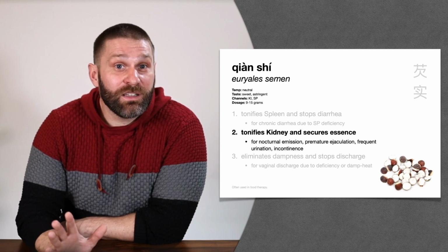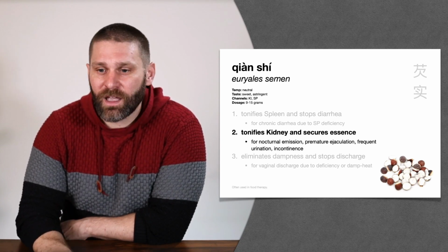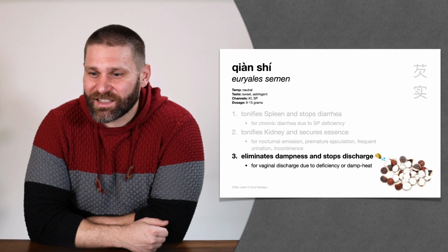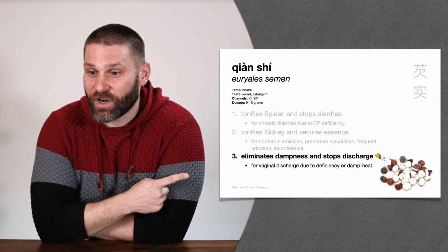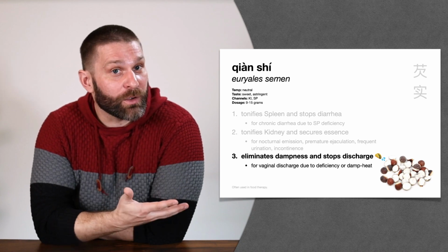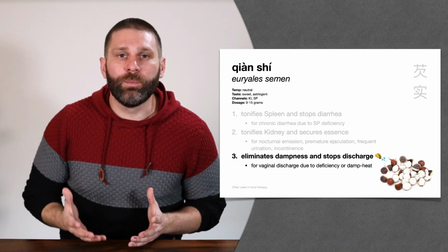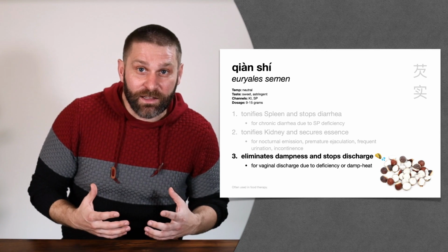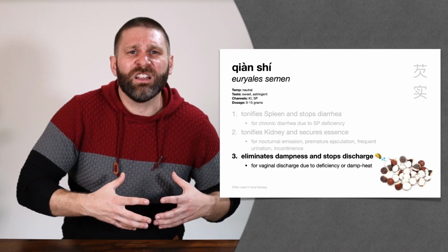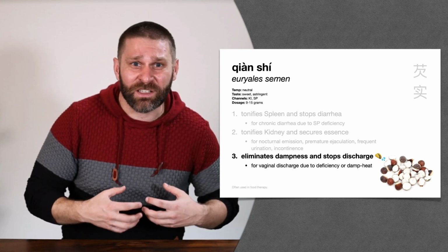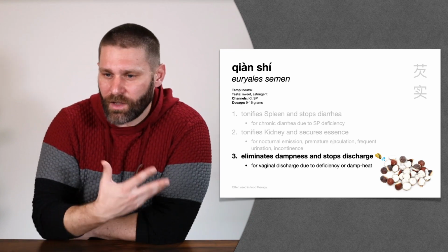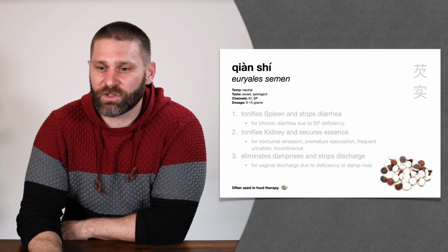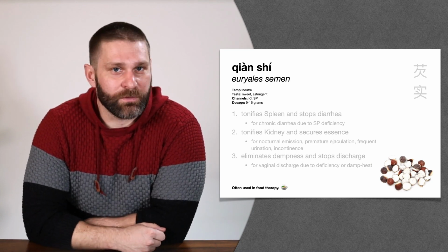What makes qian shi different, and what's something we should definitely pay attention to, is that we say qian shi eliminates dampness and stops discharge. So for vaginal discharge due to deficiency or damp heat. Kind of like we saw before, it's taking care of both at the same time, inducing astringency to stop the leakage, but also eliminating the dampness that's causing that. We don't necessarily say it's bitter in flavor. So similar to those other herbs we learned before that do both, this one also eliminates dampness and stops discharge. Qian shi is also used in food therapy because it's foxnut.